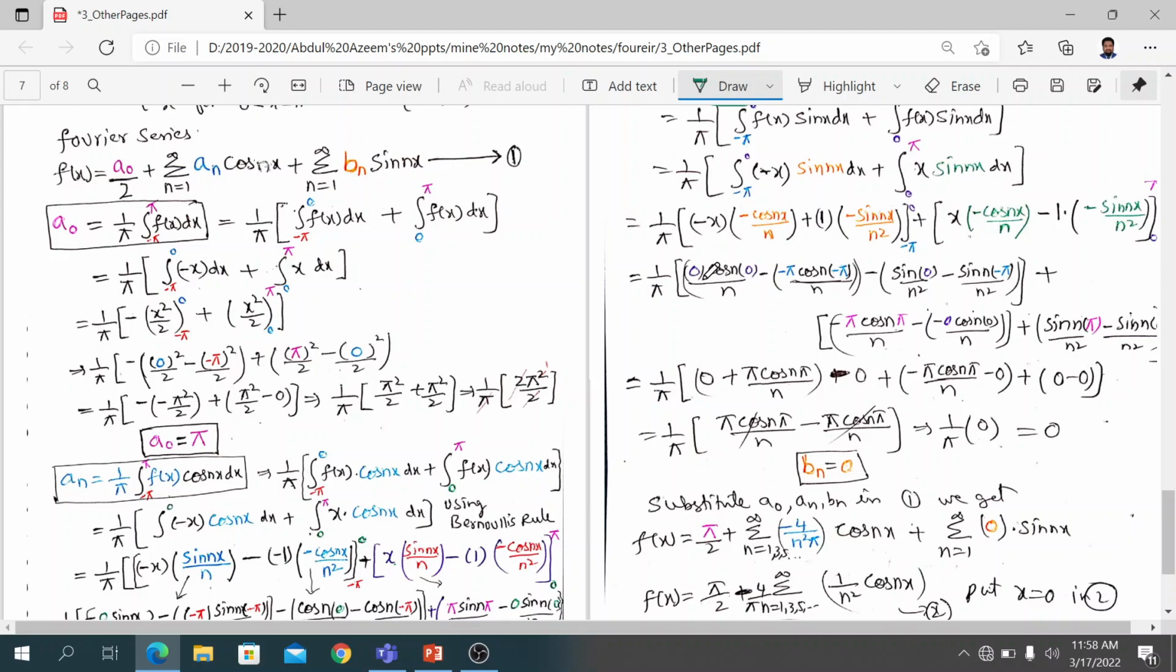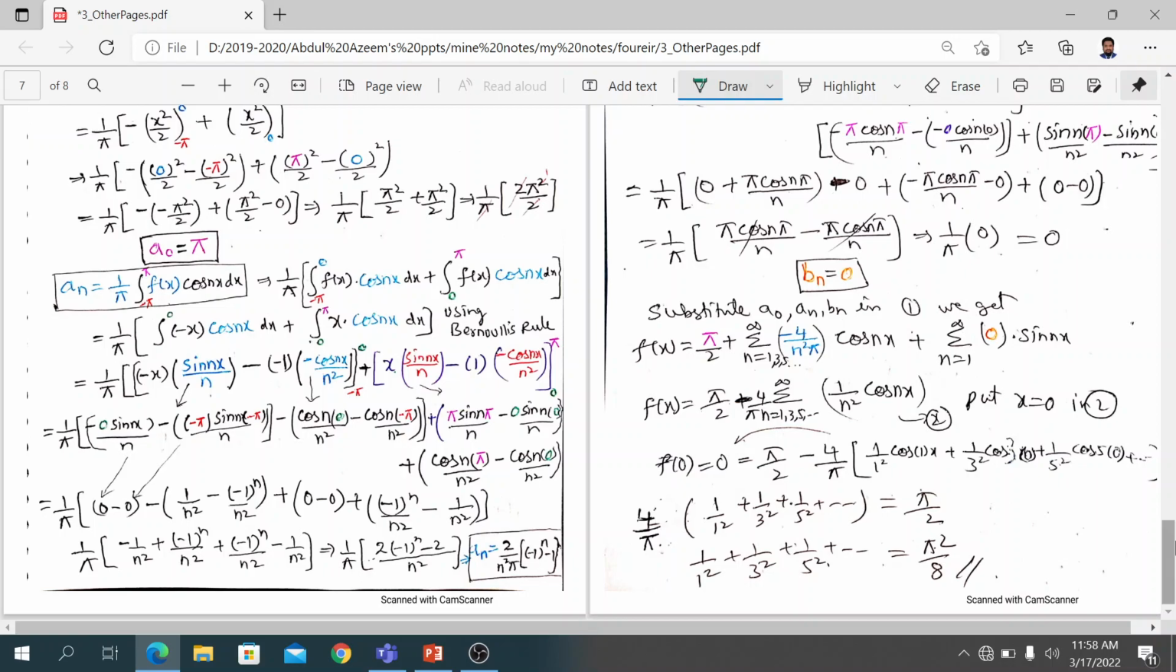So 1 by pi, 0 into something is 0, minus into minus plus pi cos n pi by n, minus sin 0 is 0, all become 0. Plus see here, this one minus pi cos n pi by n, 0 into something is 0, sin is 0, sin is 0. Ultimately the final answer is 1 by pi cos n pi by n, this minus cos pi n by n, this minus plus cancels to 0, 0 into something is 0. So the bn value is 0.